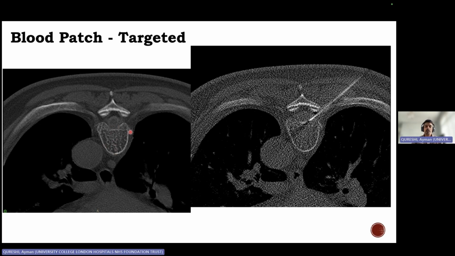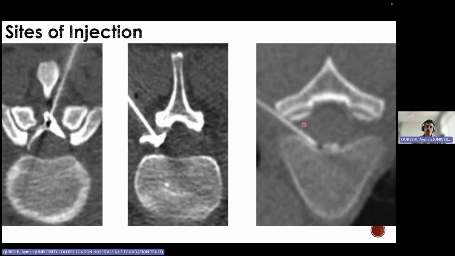This is before the myelogram, I'm sorry. You can see a bit of contrast within the theca, and a needle has been put through the foramen towards the front where we think the side of the hole is, and that's where the injection is given to seal up the hole.